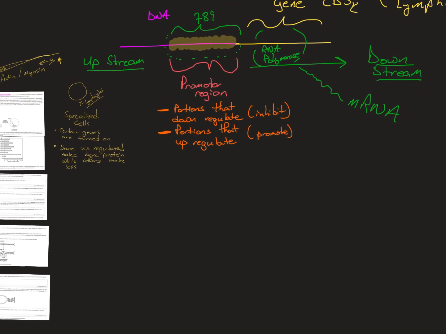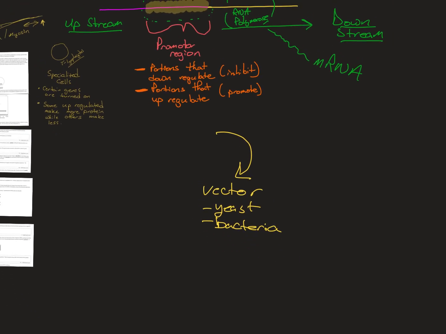What do we mean by clone? We take that sequence and we put it into a vector. What's a vector? It could be a yeast. It could be a bacteria. It could be a combination of that. It could be a cell, just a regular human cell. But we take that and we let the cell make copies of that DNA for us. That's what we mean by clone. When we say clone, we mean we make copies.